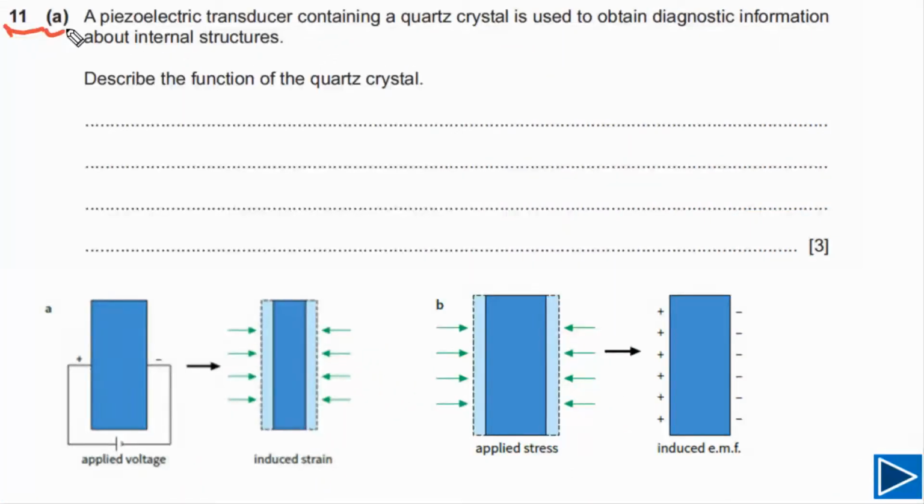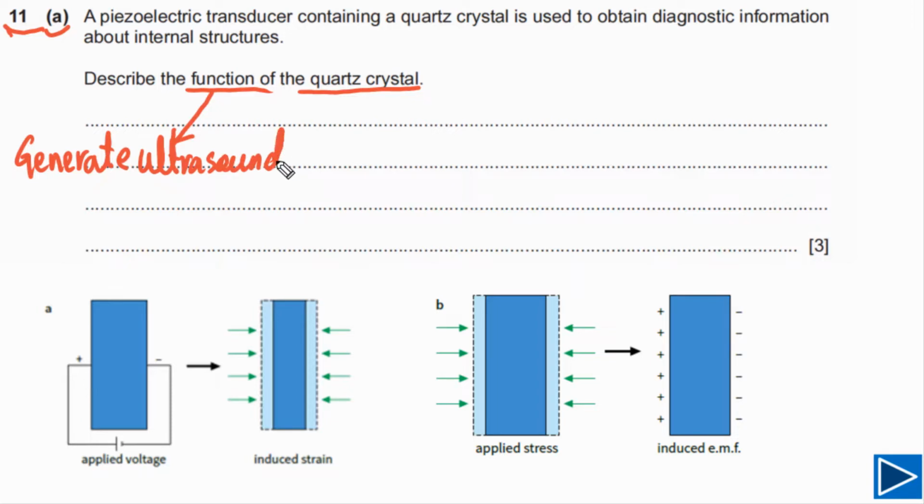For question number 11, part A, we need to describe the function of quartz crystal. In ultrasound, quartz crystal has two main functions. First function of quartz crystal is to generate ultrasound waves, meaning high frequency sound waves. And the second main function of quartz crystal is to detect ultrasound waves coming back from the body. So these are two main functions of quartz crystal.